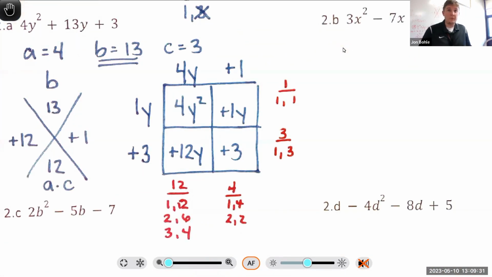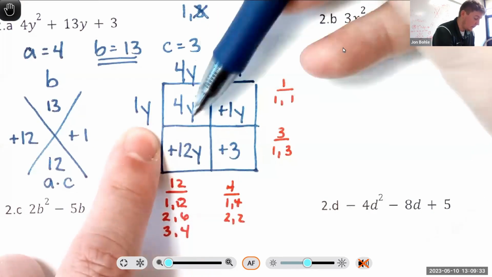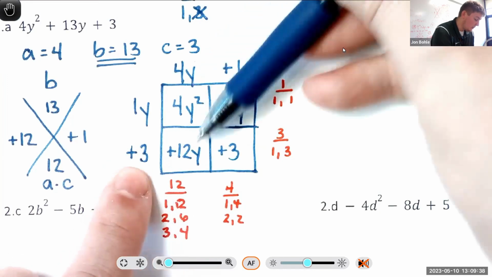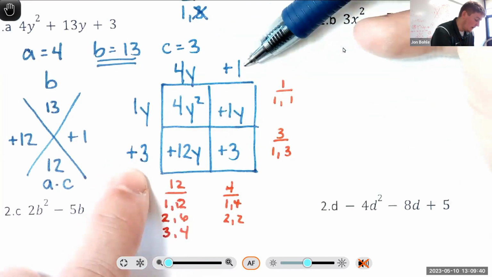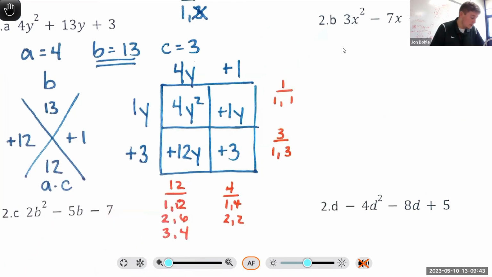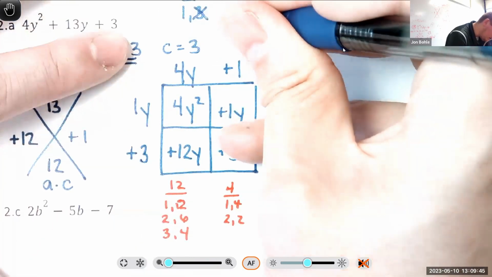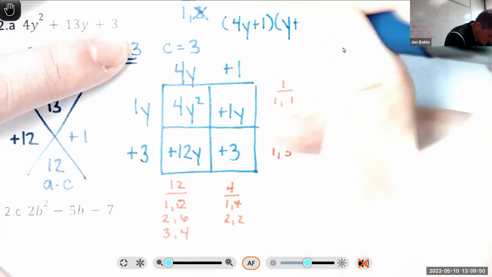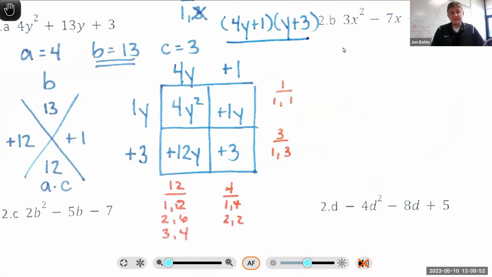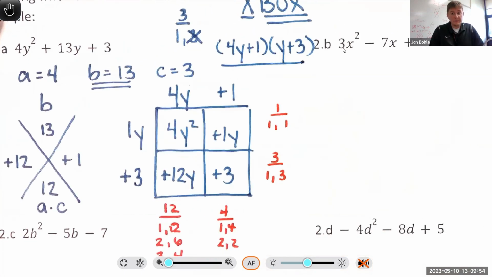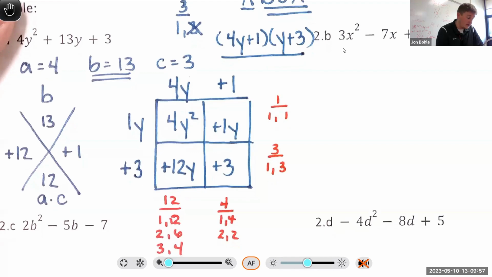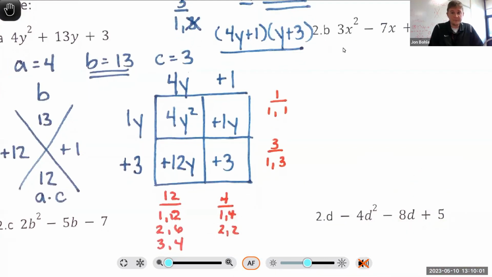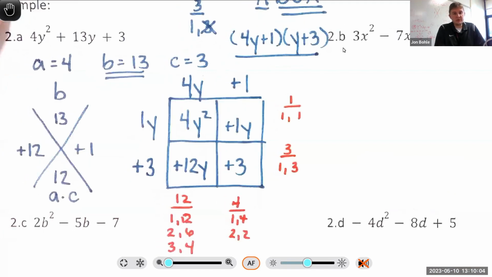So if I were to box method multiply this out, 1y times 4y is 4y squared, 1y times 1 is 1y, 4y times 3 is 12y, 3 times 1 is 3. So this works. So what does this factor into? It factors into 4y plus 1 times y plus 3. Again, we're going to be finding the greatest common factor quite a bit through this section. And if you struggle with that, you might need to list all of those factors until you find the greatest one. Okay, so that is 2A.